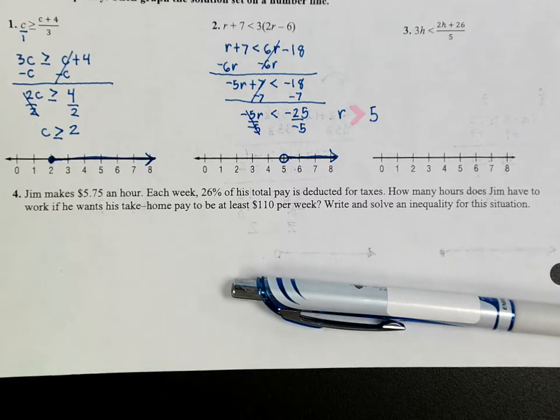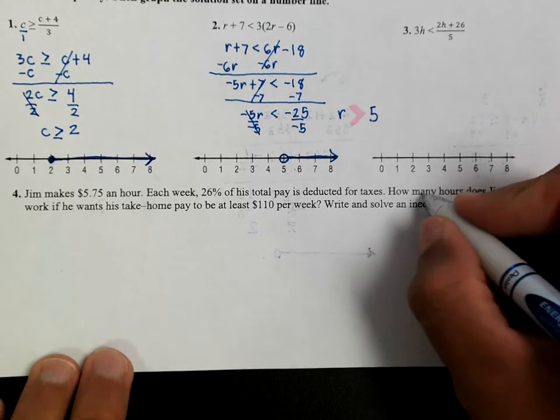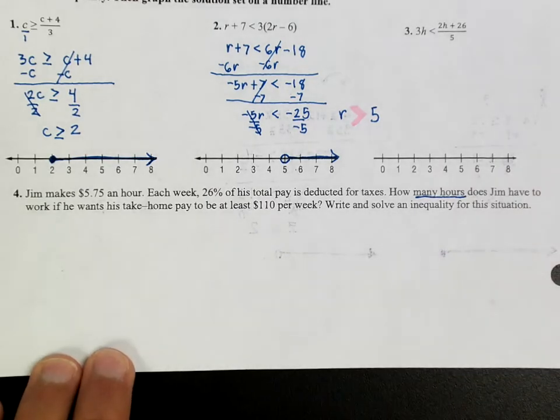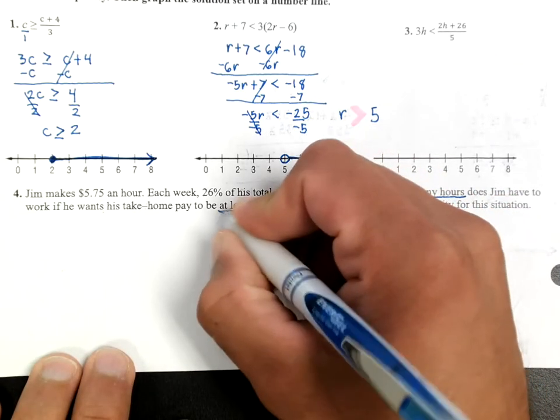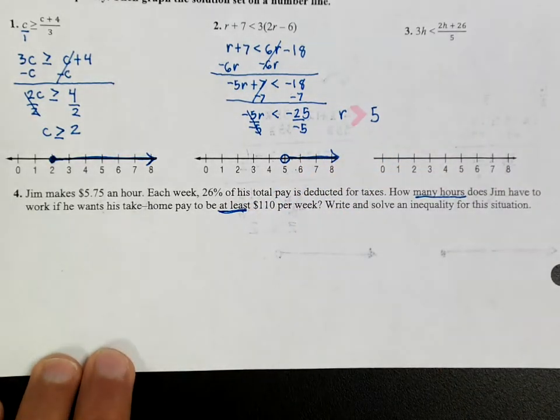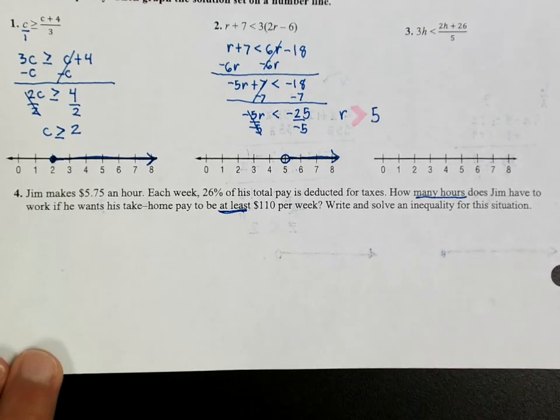Now, it says that Jim makes $5.75 an hour, and 26% of that is deducted for taxes. And then he wants to know how many hours he has to work for his take-home pay to be at least, and that's a key word, at least 110 per week. So that at least means that I'm going to have an inequality here.